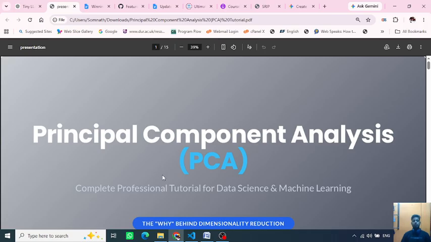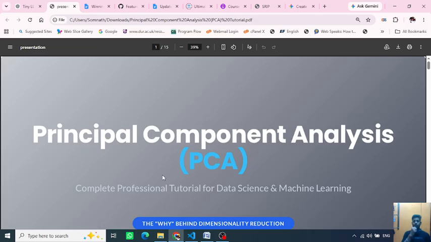Today I am going to discuss Principal Component Analysis, or PCA. If you are going to work in data science, or analyze messy data sets, PCA is a very important thing. You can say it is a superpower. So understanding PCA is very important. Let me explain PCA step by step.